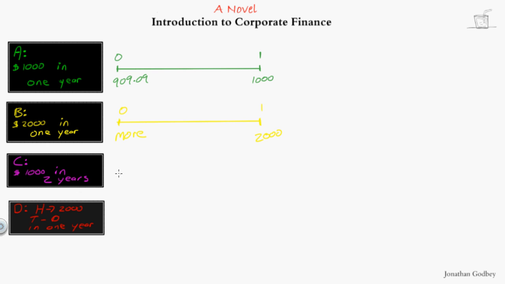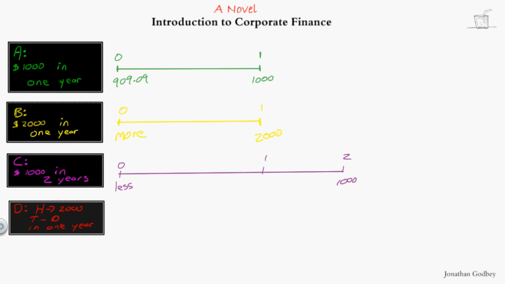Alright, the next one, money machine C, is going to pay $1,000, but it's not going to pay it in 1 year. It's going to pay that in 2 years. So which one would you rather have, machine A or machine C? You would rather have the money come in a year rather than 2 years, so you're going to pay less than $909 for this one.